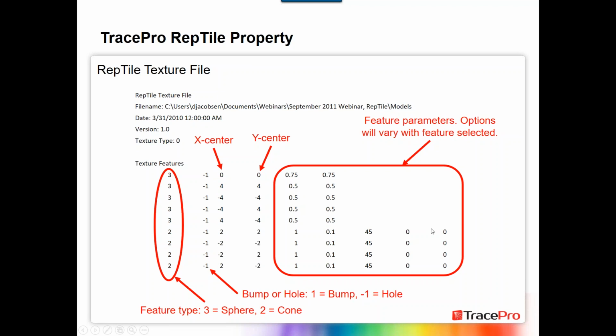The features that are going to be entered here are going to vary depending on the RepTile feature selected. So for example, a sphere basically has radius and depth, whereas the cone is going to have radius, depth, angle, and I think radius for the top of the cone, and a couple other parameters there.